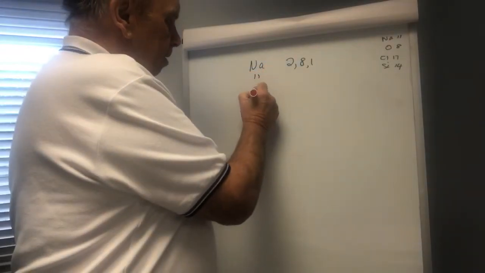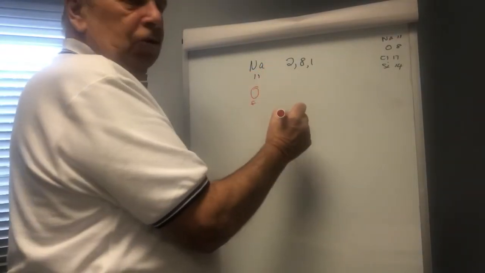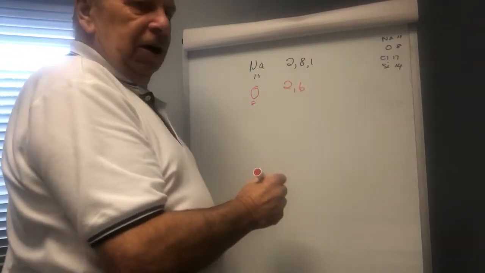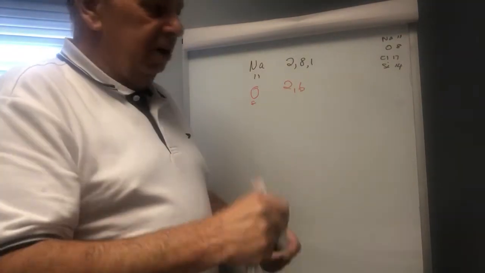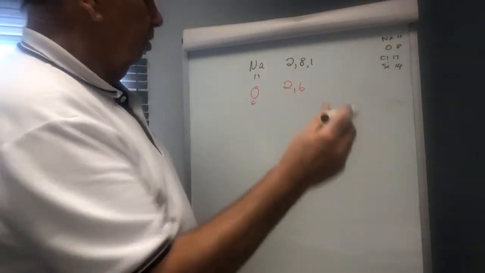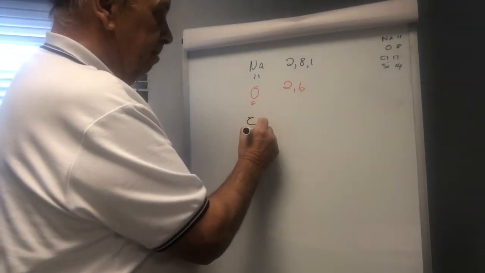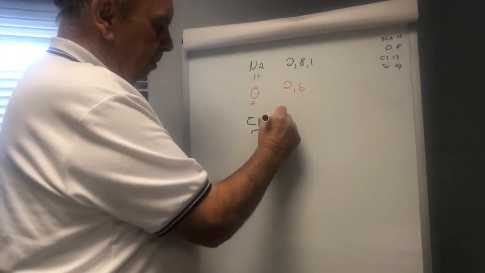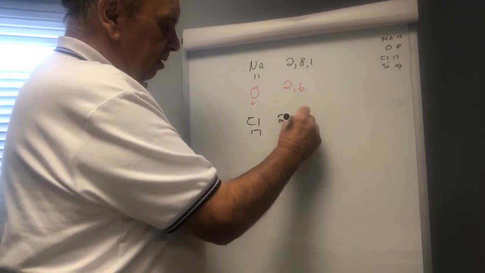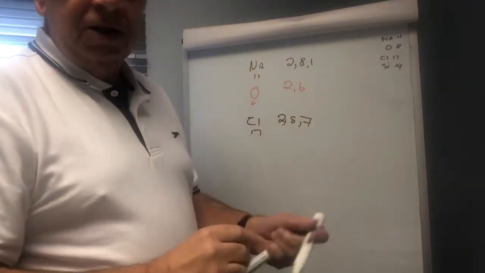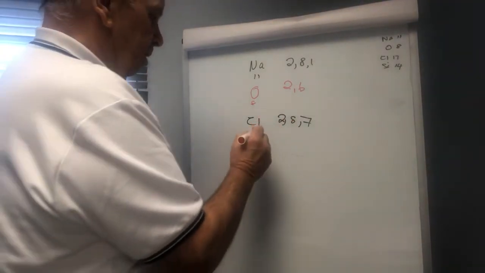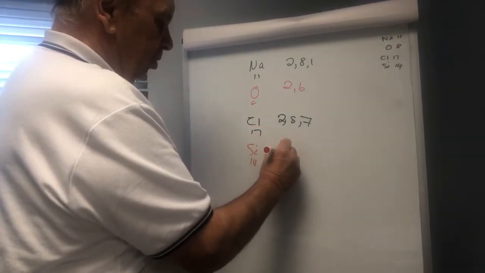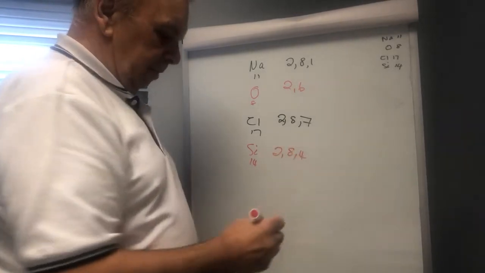Oxygen now, O, atomic number 8, its structure is 2,6. And another example, chlorine, 17. Its structure is 2,8,7. And a final example is silicon, which is 14. Its structure is 2,8,4.